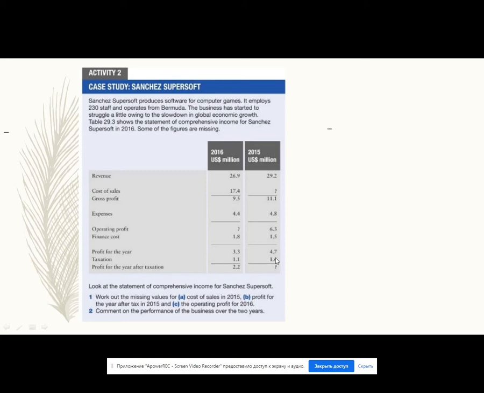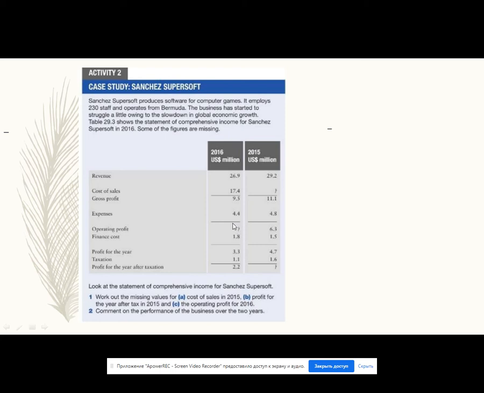4.7 less taxation, 1.6. 4.7 less 1.6 is going to be 3.1. That is profit for the year after tax. Next one, operating profit for 2016. So operating profit is calculated as profit for the year, which is 9.5, less expenses, 4.4. So 9.5 less 4.4 is going to be 5.1. That's operating profit for 2016.